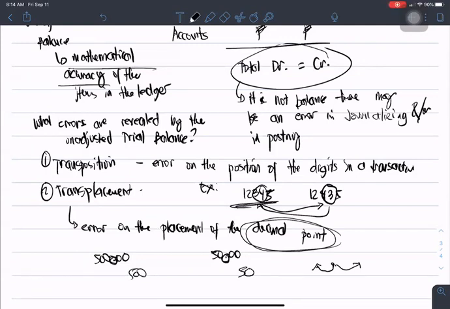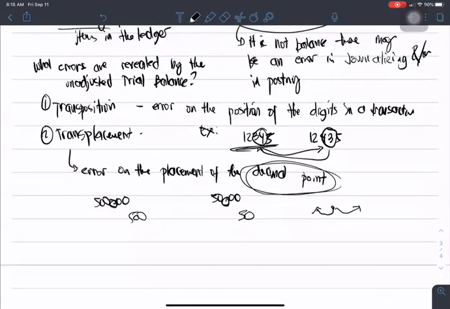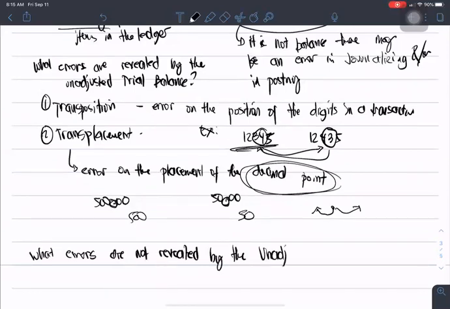But what particular error can we deduce from the trial balance? The trial balance will only show you your transposition and transplacement error. Transposition, the error in the position of the digits. Transplacement is the error on the placement of the decimal point. So after knowing what errors are revealed by the unadjusted trial balance, the next question is, what errors are not revealed by the unadjusted trial balance?